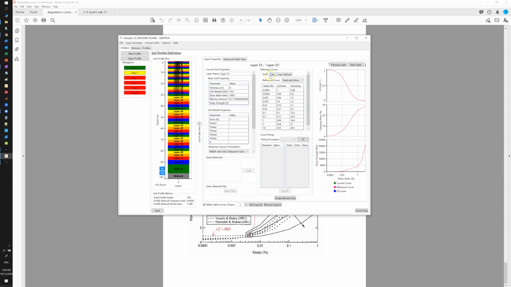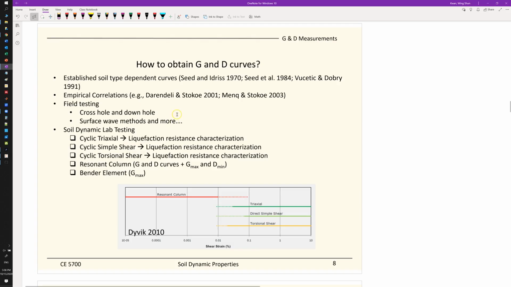So if you want to have lab data, you can choose user-defined, and you can manually type in your site-specific data right there. But for your semester project, pretty much you're going with those two. So back to our presentations.